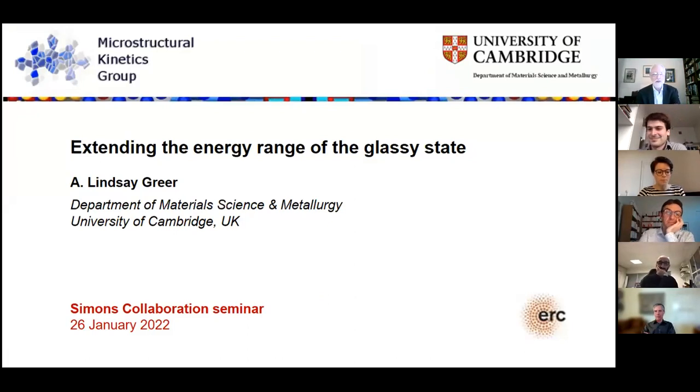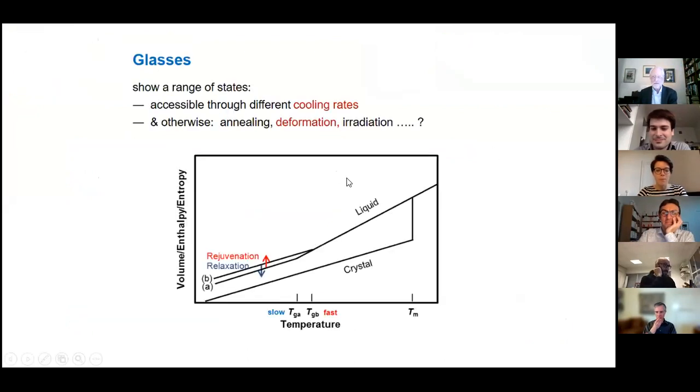It's a great pleasure to be with this very international group of theorists, mainly theorists and modelists in the area of glass. I shall therefore restrict myself to suggesting that experimental findings might continue to throw up things that would be of interest from the point of view of theory and modeling. My overall theme is, how do you extend the energy range of the glassy state?